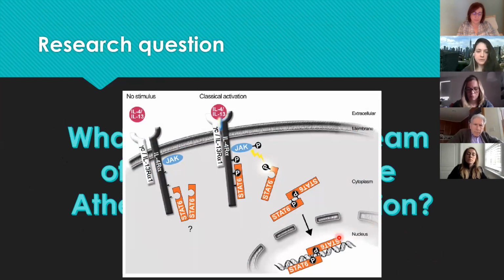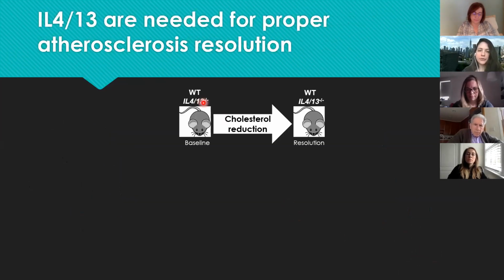So the first experiment we did, we took IL-4/13 double knockout animals, or wild-type animals. Now these are total body knockouts. And we made them hyperlipidemic and harvested these mice after 20 weeks of hyperlipidemia. One group of each genotype was then reverted to a cholesterol reduction regime, and we harvested those mice after the cholesterol reduction phase.